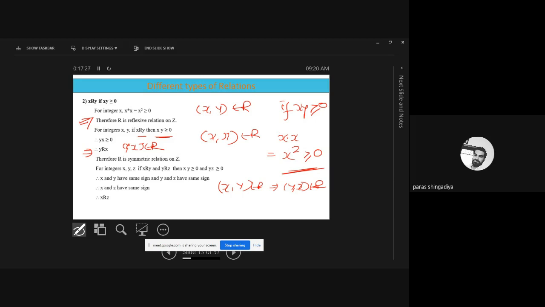Now the third one, that is for the transitive relation. For transitive, we consider two pairs, (x, y) belongs to R and (y, z) belongs to R, and we'll check that (x, z) is also part of R. So x R y, y R z means x dot y is greater than or equal to 0, y dot z is also greater than or equal to 0. So we have to check what about x and z.